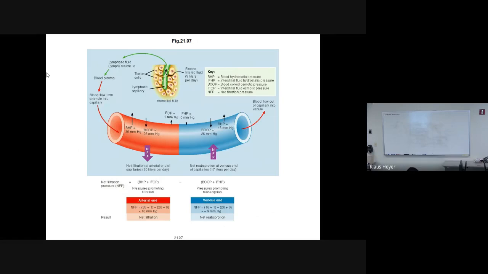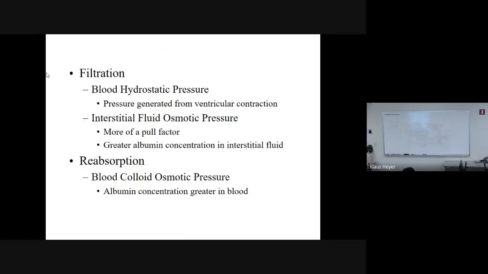Number 3, I think I had this on a separate slide here. What are the pressures driving filtration? Explain or describe the pressures driving filtration and reabsorption. So it's these three. Blood hydrostatic pressure. What is blood hydrostatic pressure? You don't have to put what I put there. You could just say that's from your heart beating.